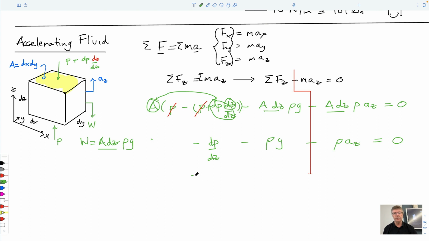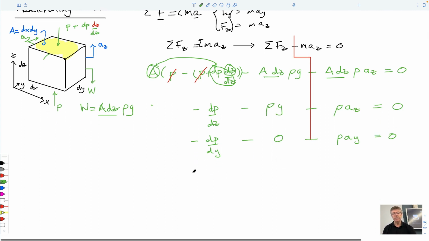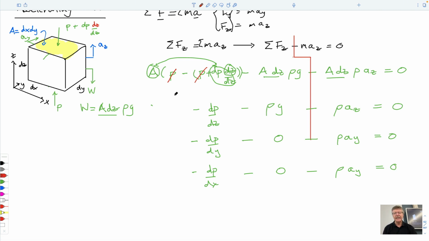And if we do that, we'd end up with minus dp dy minus 0 minus rho ay equals 0. So ay, if you're curious, it would look something like this. So we're allowing it to be accelerated in any direction, and we'd end up with minus dp dx minus 0 minus rho ay is equal to 0. And so these are the three static equations.